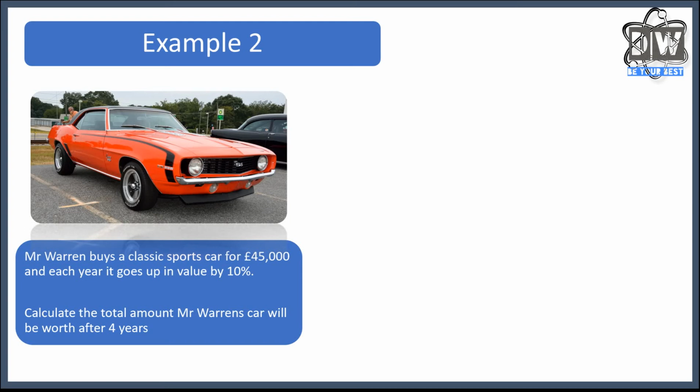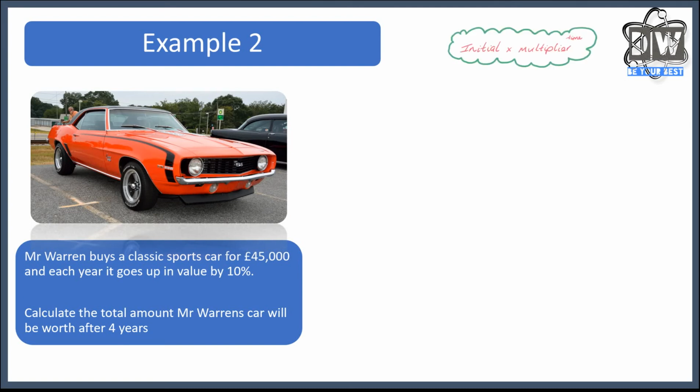Mr. Warren buys a classic sports car for £45,000, and each year it goes up in value by 10%. Calculate the total amount Mr. Warren's car will be worth after 4 years. And what we'll find is when we're using our calculators, the term seems to go up more. You know, we could have 15 years, we could have 20 years. It's no more difficult for us when we're using our calculator.